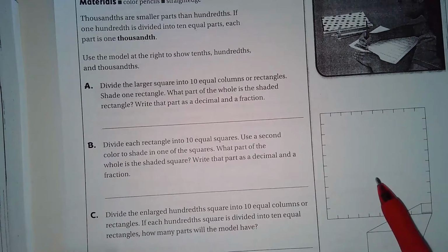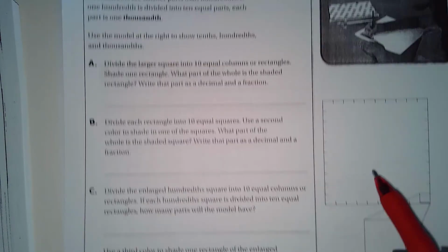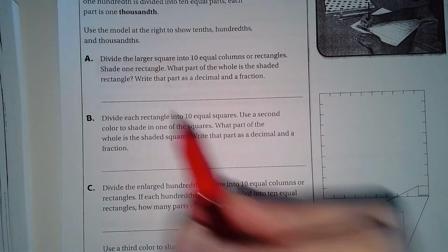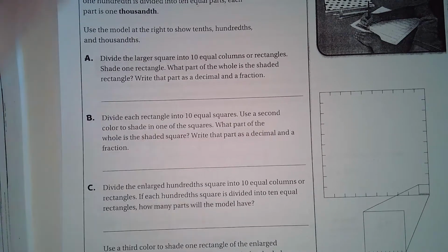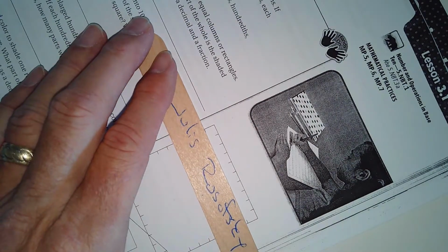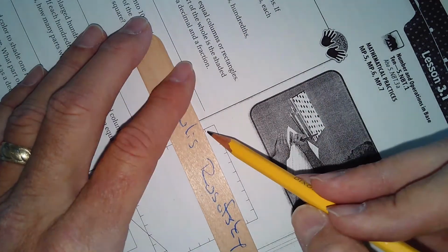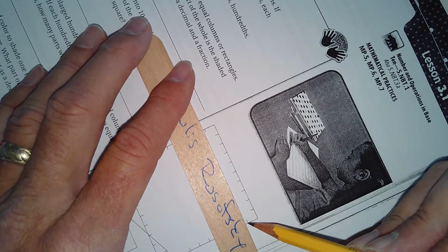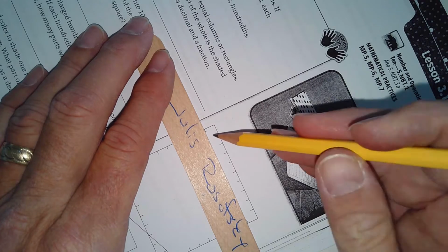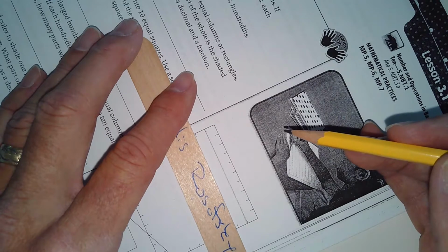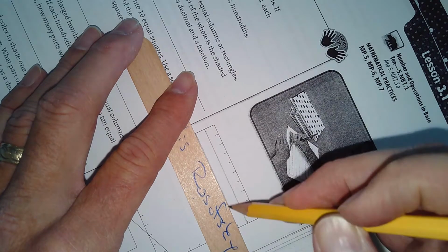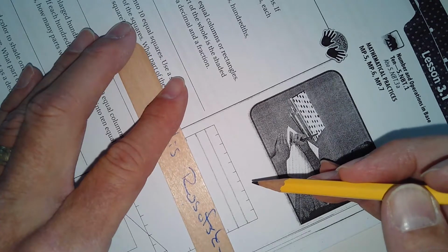So over here, and I've got to hand out some rulers. Let me end this video, but I'll tell you what we're going to be doing here. It says divide the larger square into 10 equal columns. So this is what you're going to do. You're going to get a ruler, and I'm going to line up the ruler here and here, and draw a nice straight line, and drop down and do it again, and one more time, all the way down to the bottom.